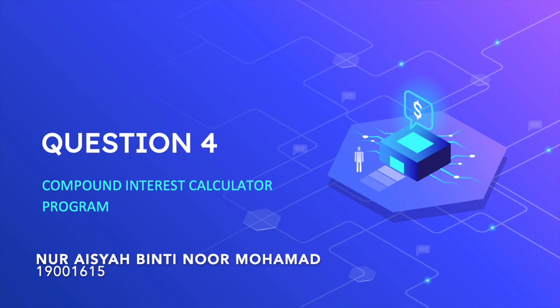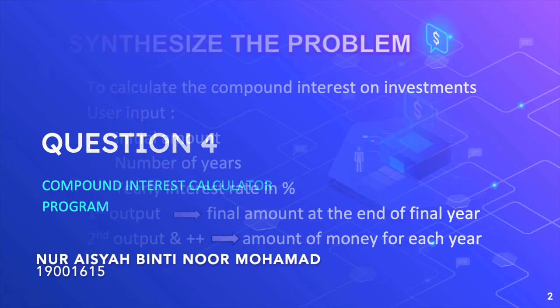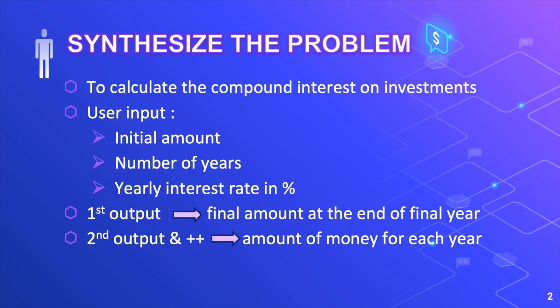Hi, I'm Aisyah and I'm going to explain question 4, which is about the compound interest calculator program. The question asks to calculate the compound interest on an investment. So the user is going to input the initial amount, number of years, and yearly interest rate in percent. Basically this program will do repetition of calculation based on the number of years, so we will use a for loop structure in this question. Then the program will display the final amount of the final year and also the amount for each year, for example, at the end of the first year, at the end of the second year, at the end of the third year, and so on.